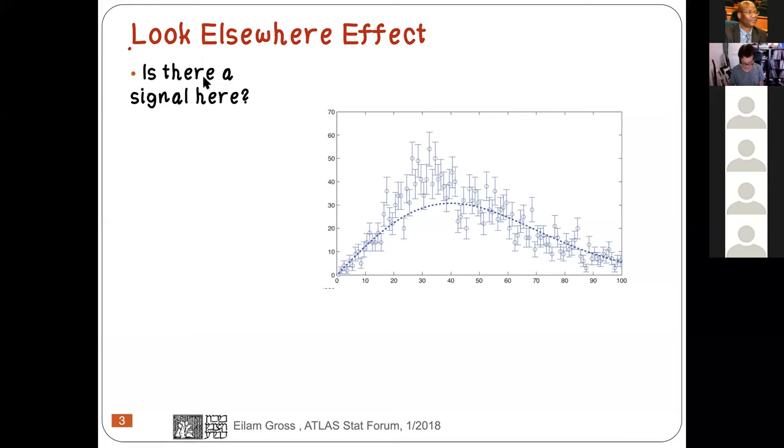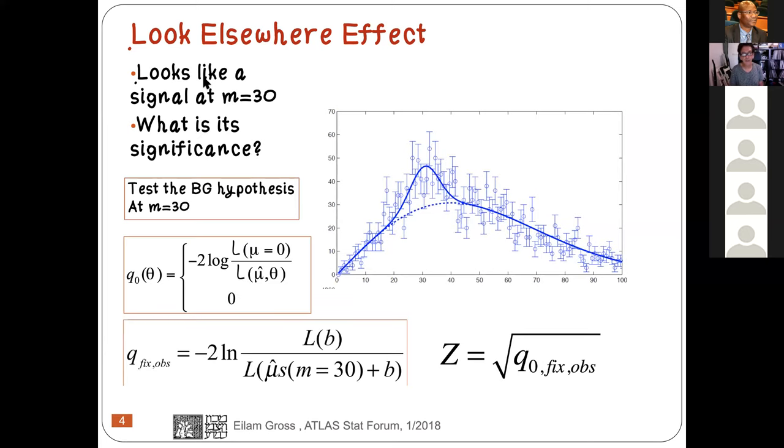If you look at this figure here, you see the expected background in dash, and you see the data points, and I ask you if there is a signal. Since it's Zoom, it's not fun, but still, you look and you see somewhere around 30, whatever the units are, it doesn't matter, a possible bump. Maybe there is a signal, maybe there isn't. It looks like there is a signal at 30.